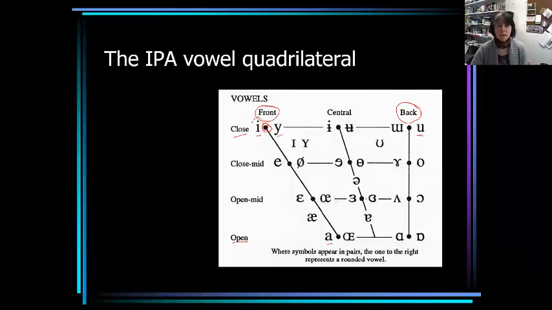If the sound is on the left, then this is an unrounded vowel, and in this case the vowel has quite spread lips, like this. If the symbol is on the right, this is indicating a rounded vowel. So this means that the position of the tongue is identical, the only thing that's different is the lip rounding.